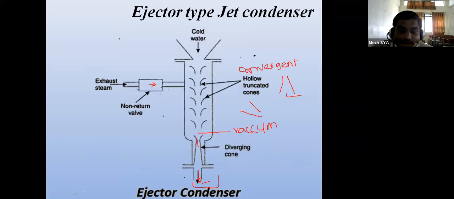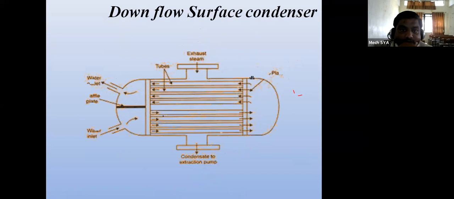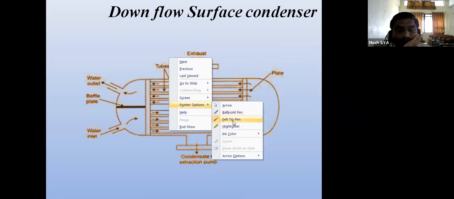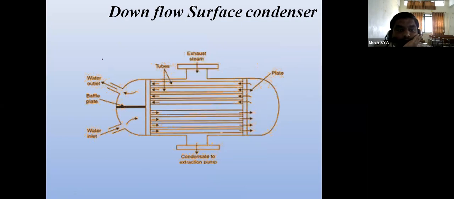This is about the jet condensers. Now here, surface condensers. Up till now, in the jet condenser, we have seen that there is direct mixing between the cooling water and the exhaust steam. The condensate is a mixture of the exhaust steam condensate and cooling water, and it gets stored at the bottom side.